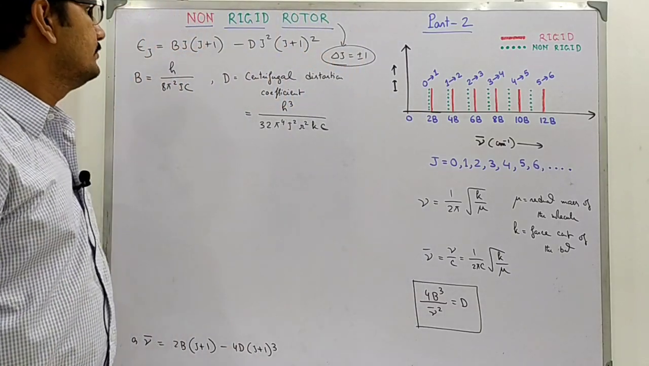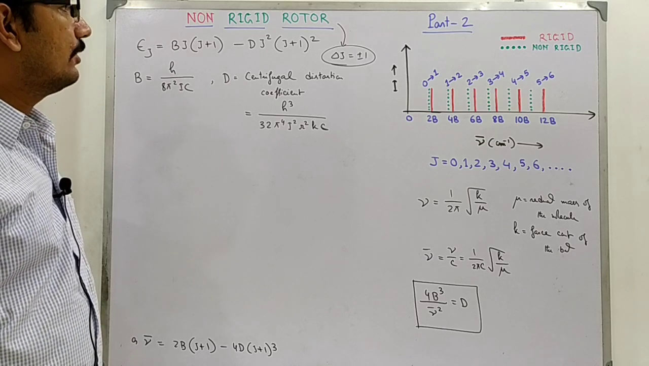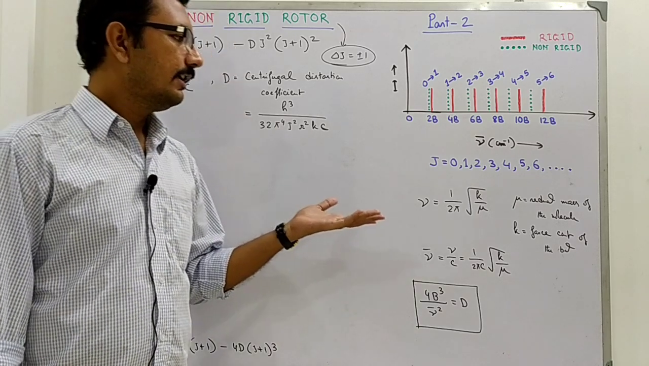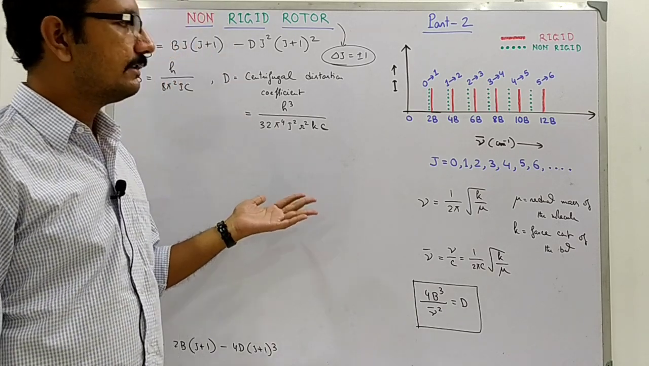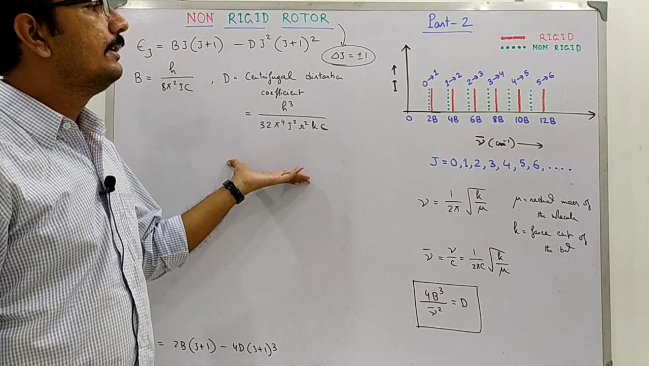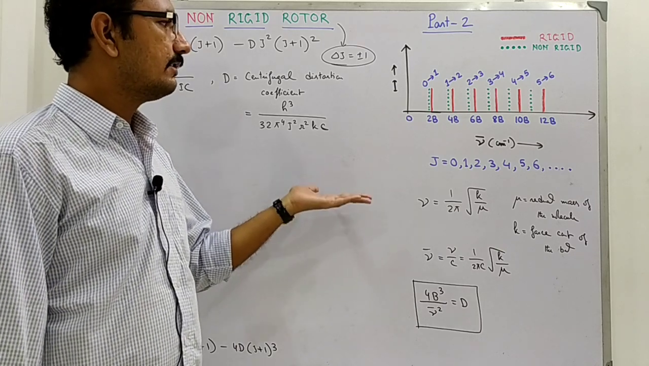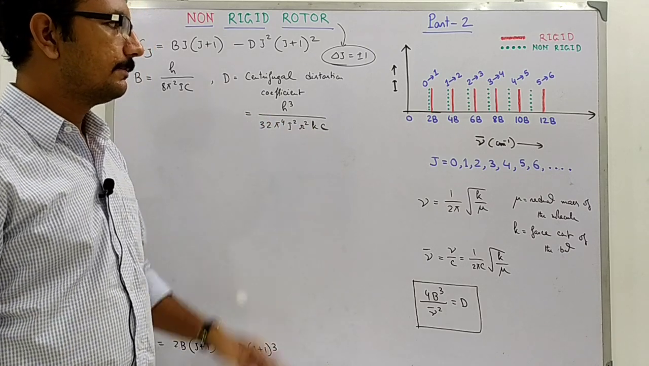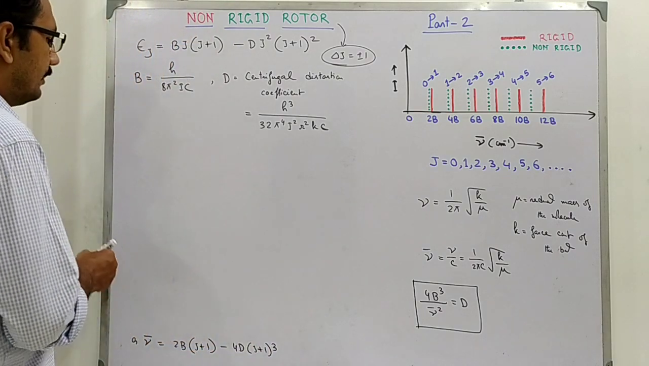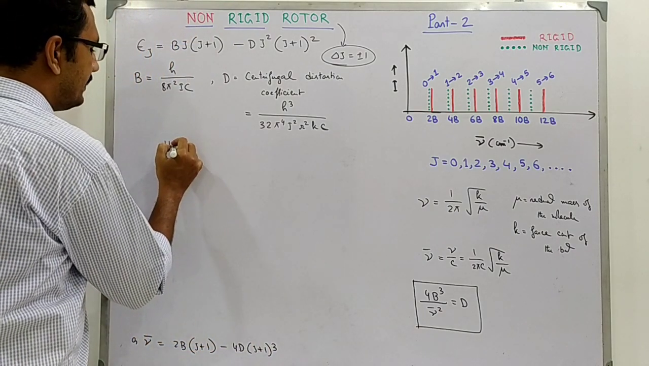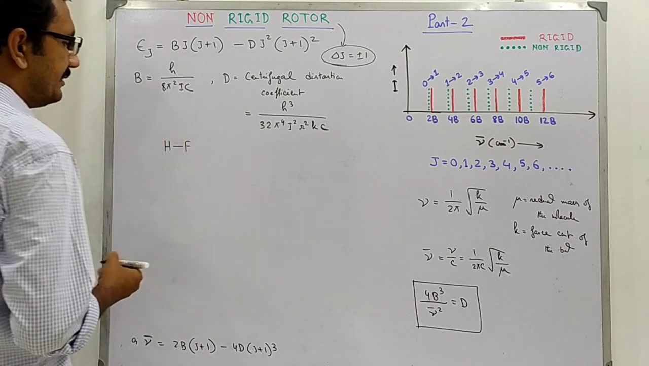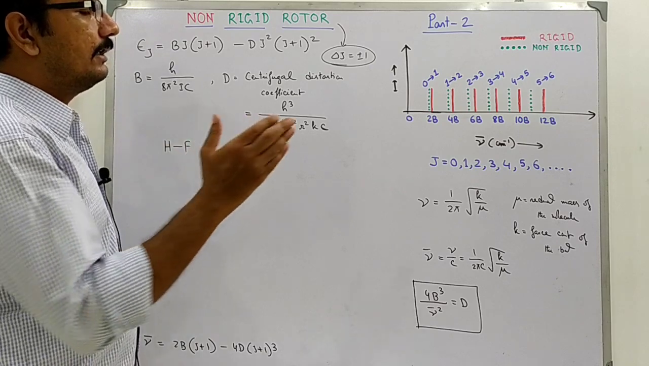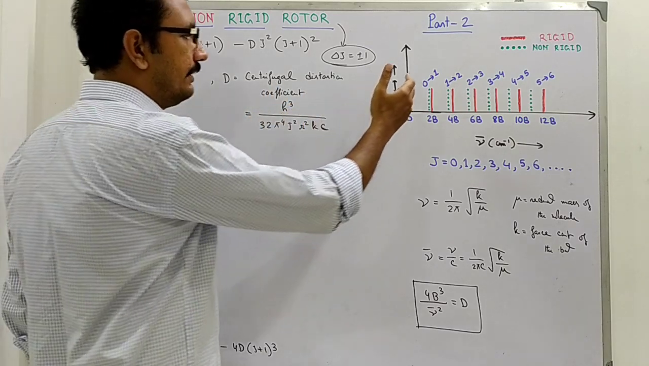This is part 2 lecture of the same topic, non-rigid rotor, and a continuation of part 1. You may remember that I promised that I will show you how to extract necessary information from the spectra of a non-rigid rotor. Now, the spectra of the molecule HF has been studied very carefully and the data were noted.